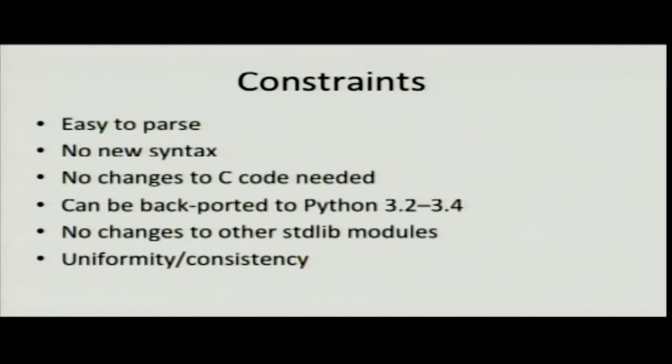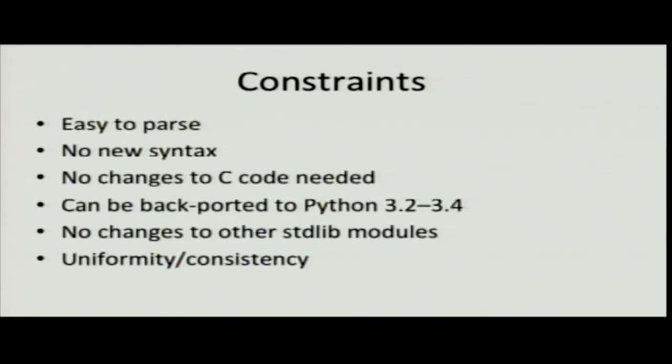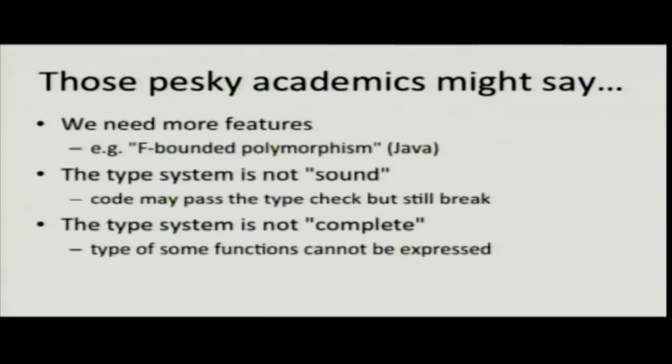The reason that we ended up with the somewhat clunky syntax that's actually in the PEP is that it needs to be easy to parse. We don't want to introduce any new syntax because we want to be able to backport typing.py to previous Python versions, at least 3.2 and up. And we really don't want to have to change other standard library modules. So if you're a type theoretical academic, you're probably very unhappy with this proposal. But we can iterate over the next few years, and at least we have the first iteration in our hands rather than in the air.